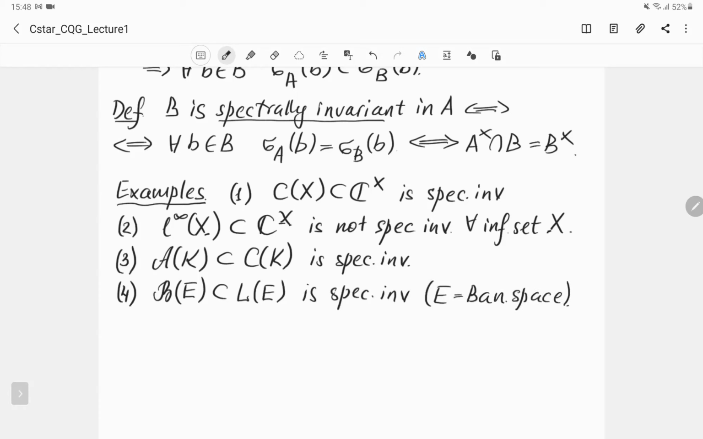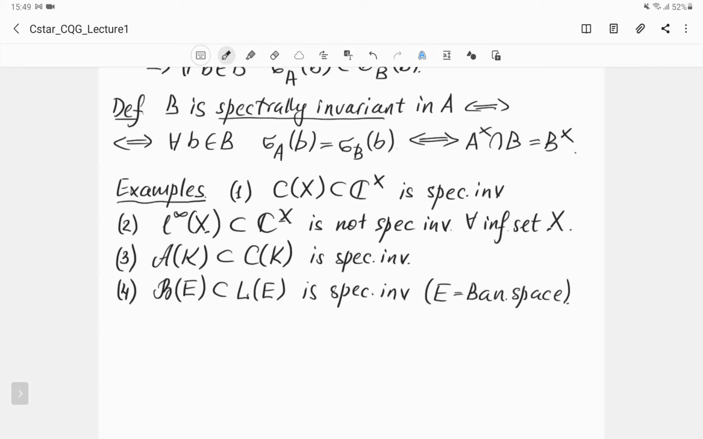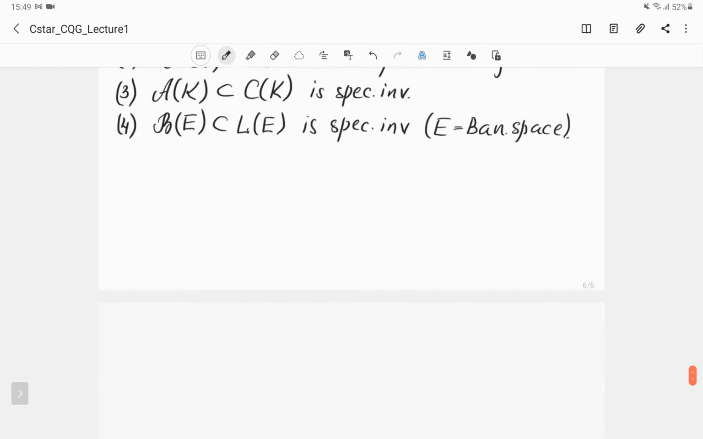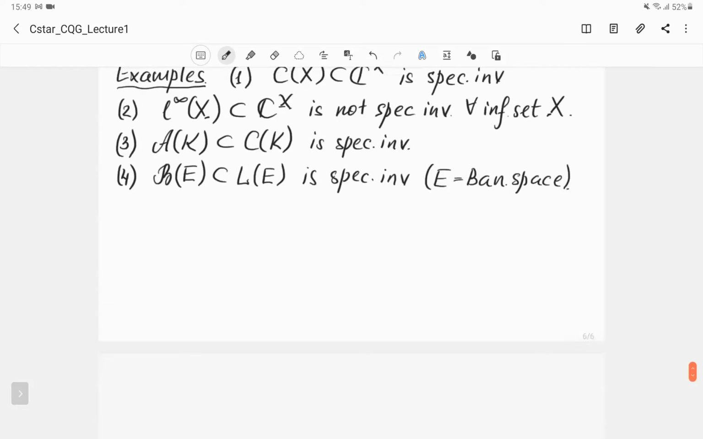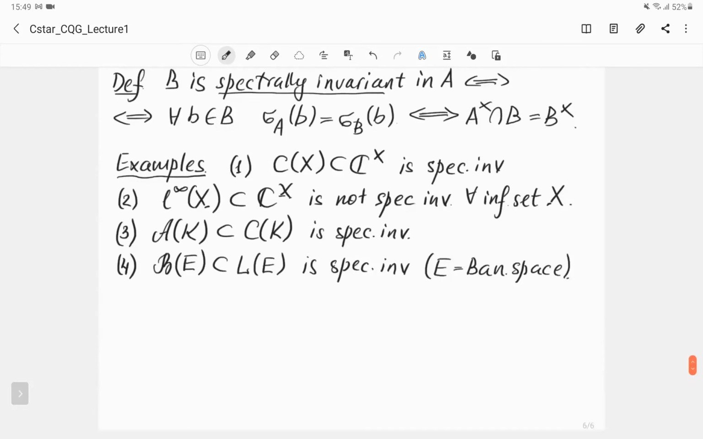And this statement is actually an equivalent form of Banach's inverse mapping theorem, which tells us that if we have a bijective bounded linear operator on E, then the inverse operator is also bounded. And this means precisely that this subalgebra is spectrally invariant. Another useful algebraic property of the spectrum is the following spectral mapping theorem, the polynomial spectral mapping theorem.